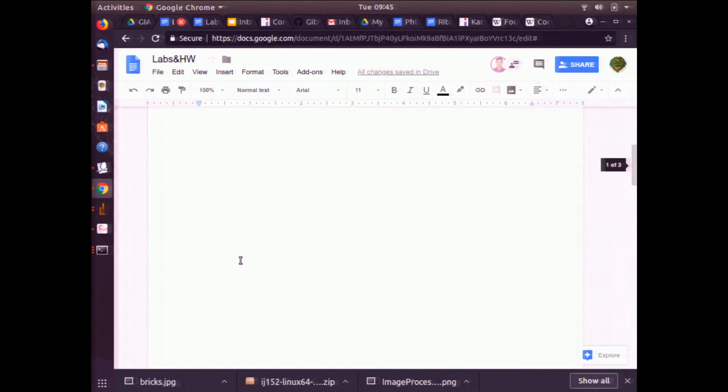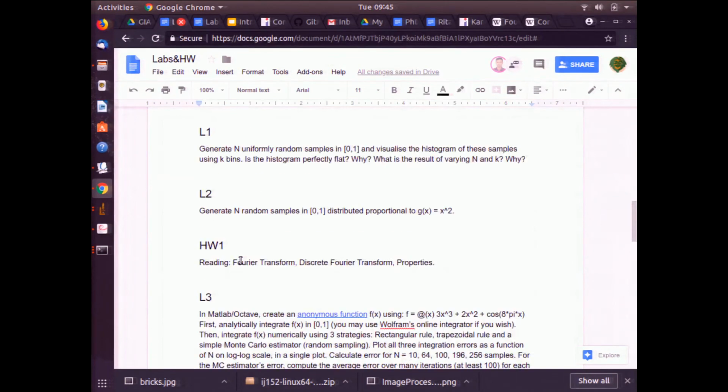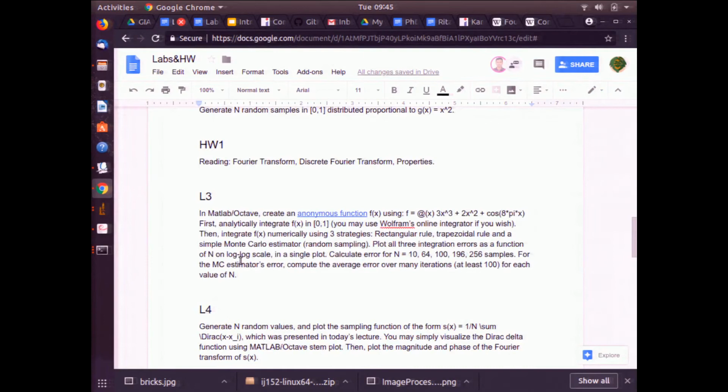So the lab questions, as I said, are in the folder. In the first one, I've asked you to create what is called an anonymous function. I've given you a link. You can look up what that is. I've given you the function. You can simply copy paste this in MATLAB. If you're curious, you can look it up. And I asked you to analytically integrate it using the methods we discussed yesterday.